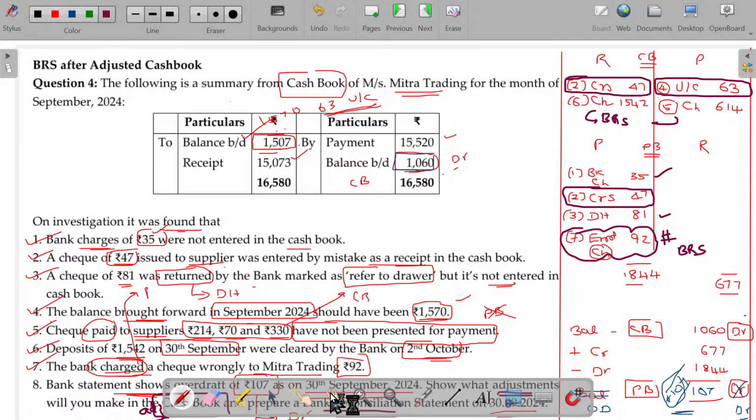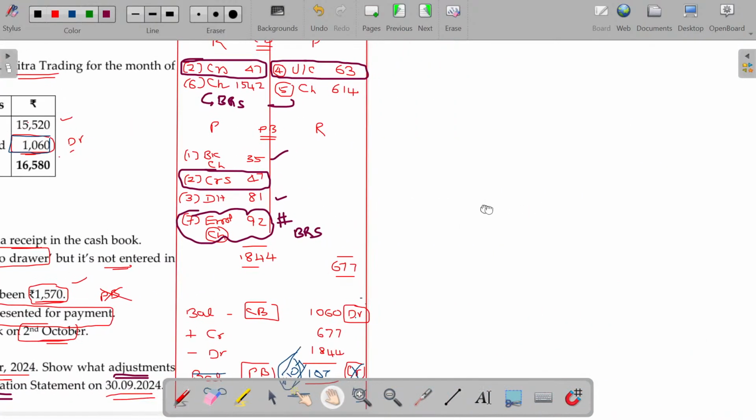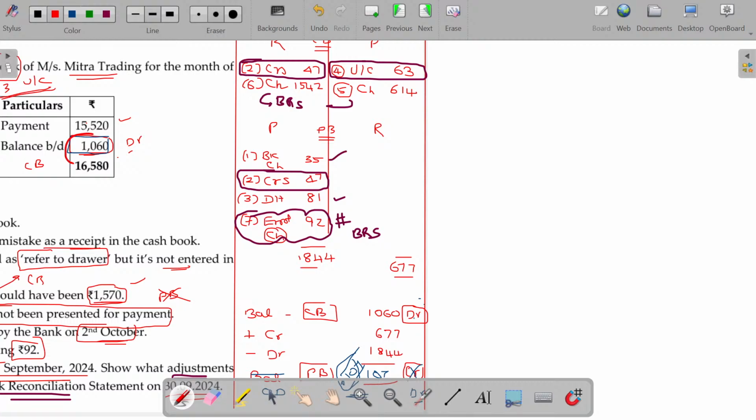Rest of the things you will adjust in your cash book itself. The 1060 is the cash balance. So I am preparing the adjusted cash book starting with this balance, 1060 balance brought down. Balance carried down in the credit side is shown in the debit side as balance brought down. Is that clear? Hope now you'll be able to understand. Now, what are the things that are going to be adjusted? How is this going to be adjusted?